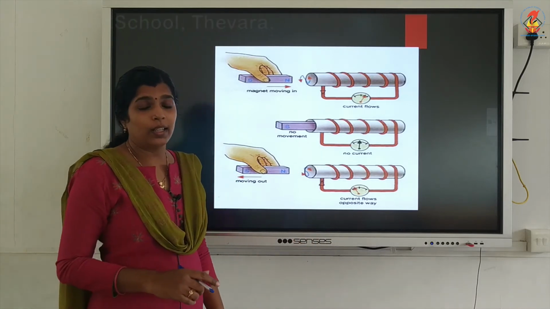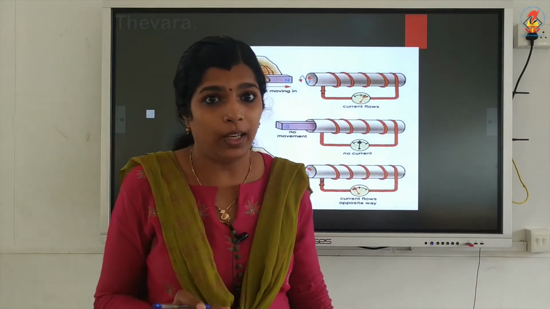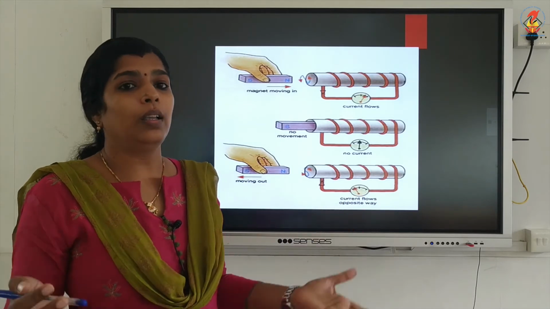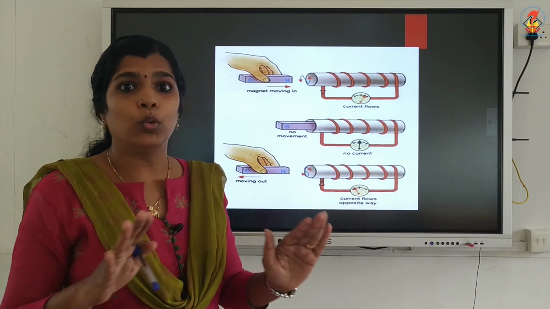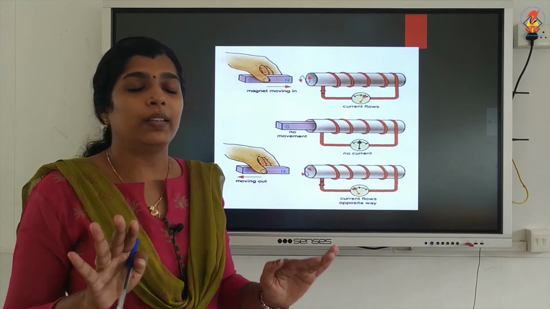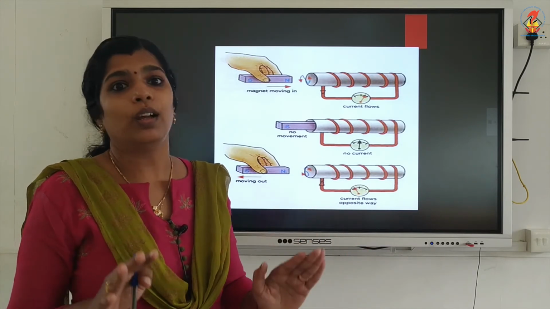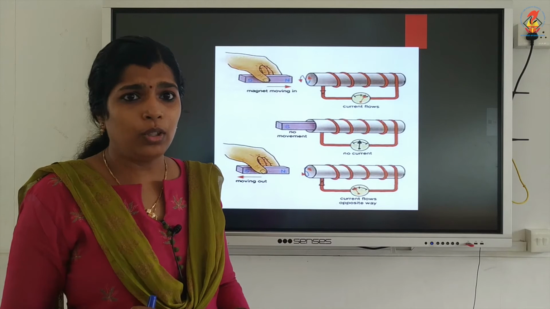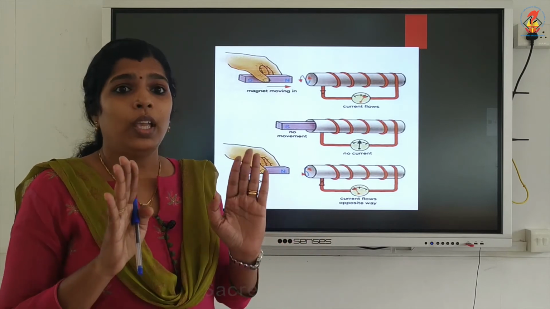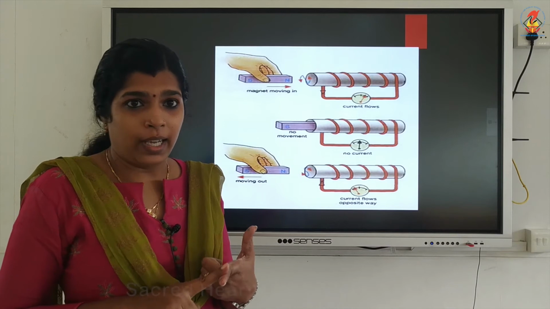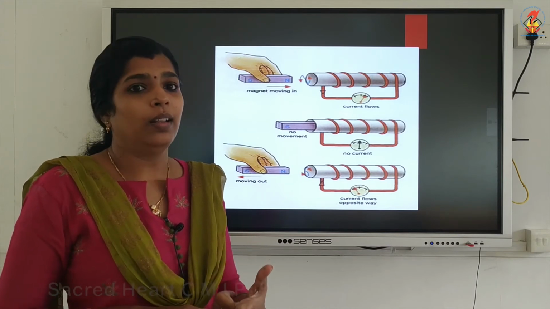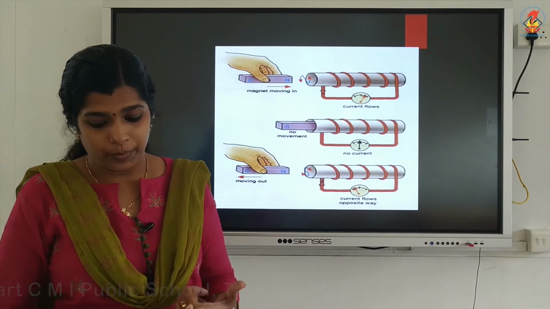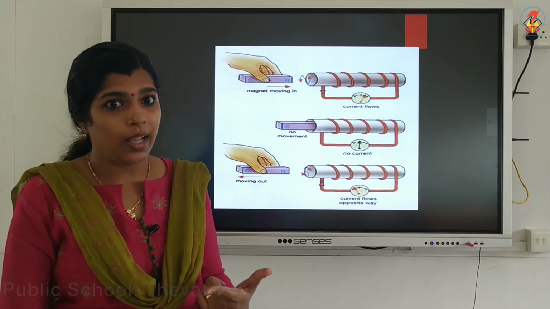The reason is that there is no change in the magnetic field lines linked with the coil. Both the magnet and the coil are stationary. It is not moving. So, there is no change in the magnetic field lines with respect to the coil. So, if there is a change in magnetic field lines with respect to the coil, then a current will be induced in that coil. Okay, that is Faraday's experiment.